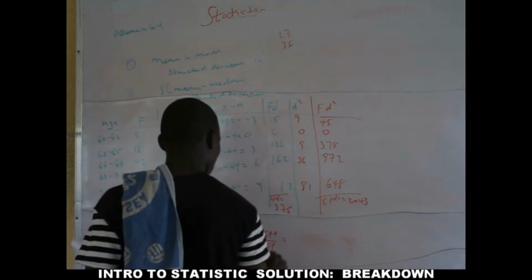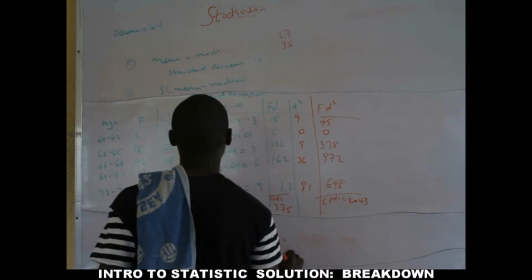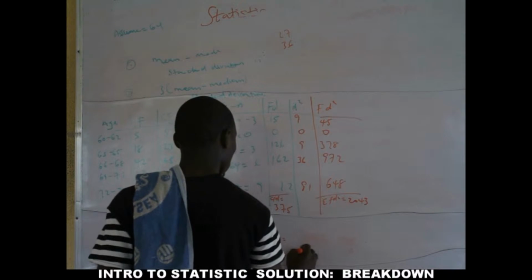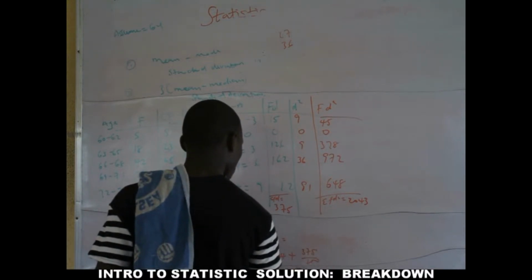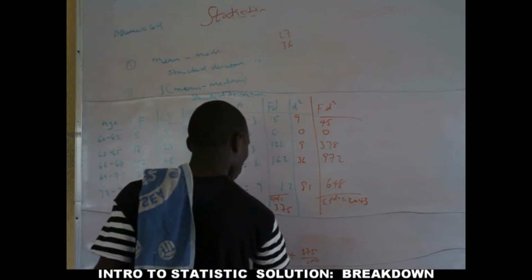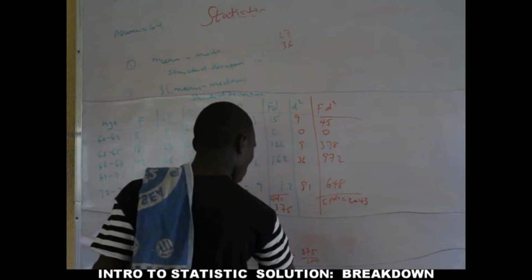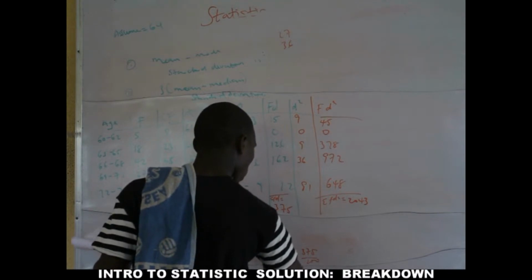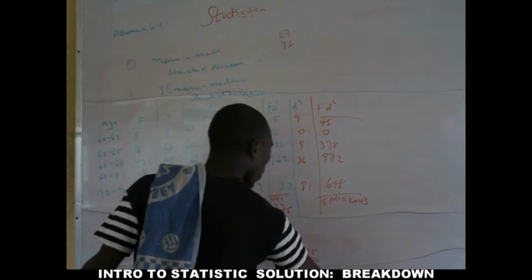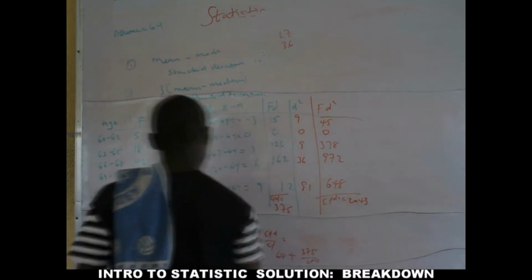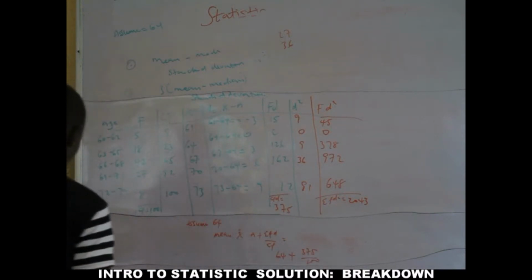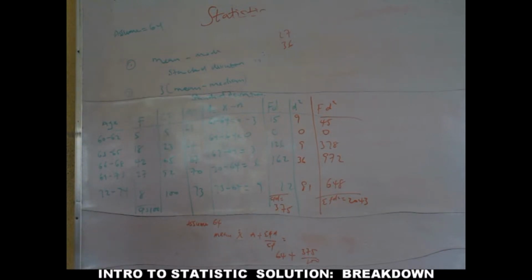That one will give me 64, the assumed mean, plus 375 divided by 100, which is equal to 64 plus 3.75, which is equal to 67.75. If you want to approximate, you can approximate as 67.8. And if you don't want to approximate, you can leave it like that. That is the mean.